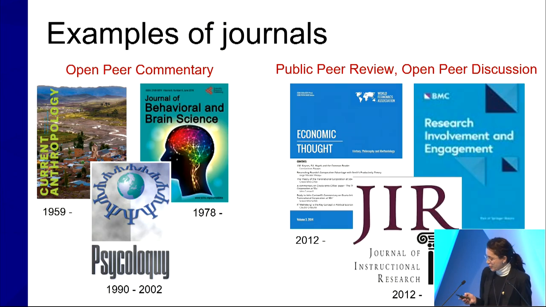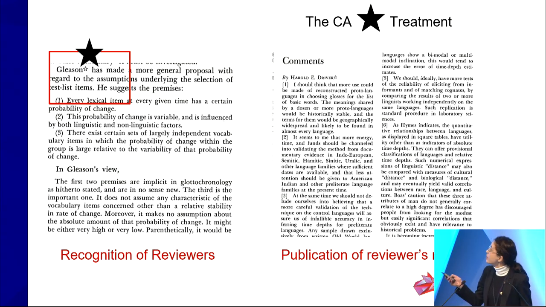Here, I'm sorry, come back here. Sorry. Here I have an example. They have this star in the CA treatment. And this star here in the manuscript means that this addition was made by a suggestion of a reviewer. And this is the type of recognition of the reviewers at that time. And here we have the comments that were published at the end of the manuscript with the names of the reviewers.